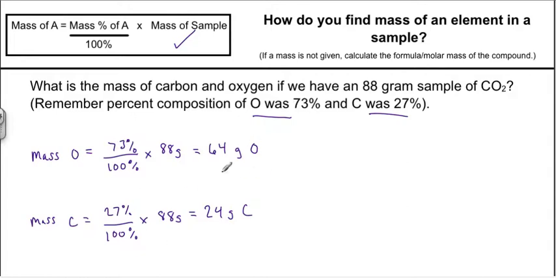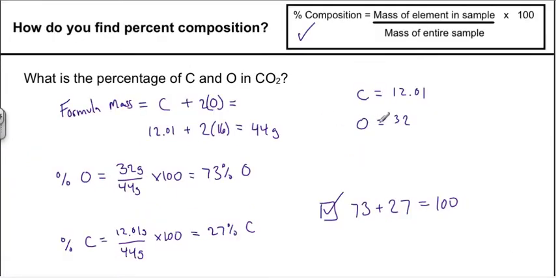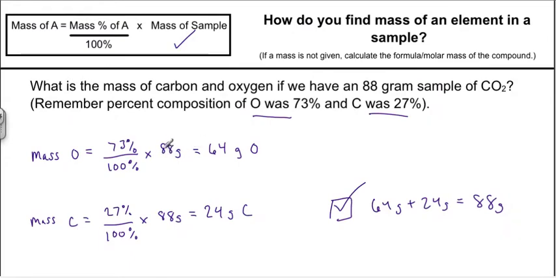So this is how you find the mass of an element in a given sample. And if you want to check yourself to see if it's correct, what you want to make sure is that these numbers here, the masses, add up to 88. So 64 grams plus 24 grams equals 88 grams. So we are good to go. We're correct. And just as a quick little reminder again, if the mass isn't given, just find what the molar mass is and use that as your mass instead of 88. So I would have used 44 grams. And so I would have plugged, instead of 88 here, I'd put a 44 there.